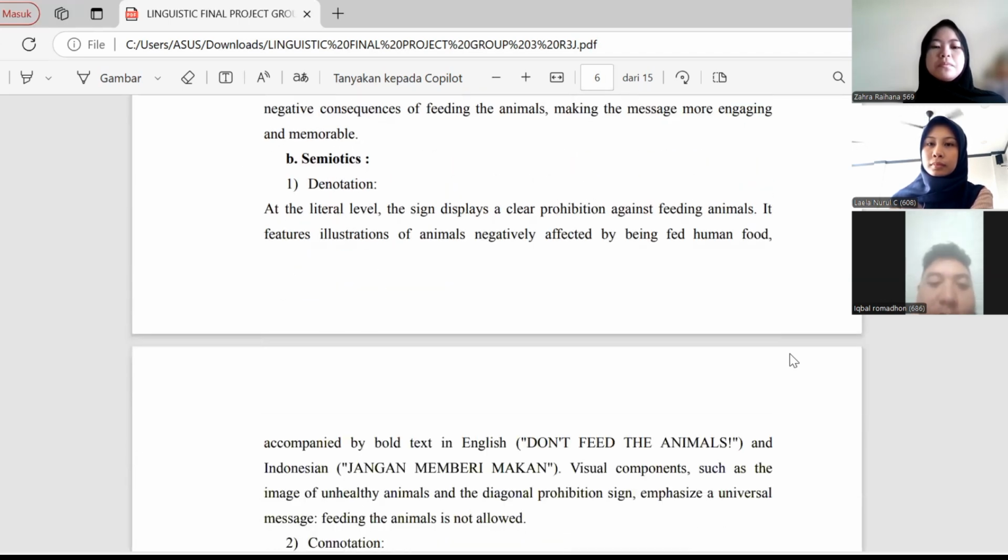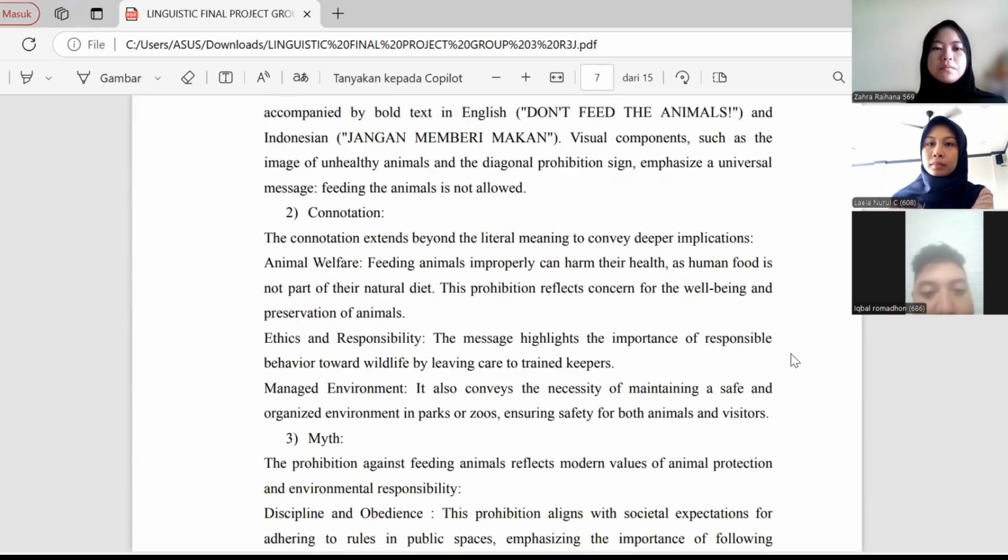B. Semiotics. Number 1. Denotation. At the literal level, the sign displays a clear prohibition against feeding animals. It features illustrations of animals negatively affected by being fed human food, accompanied by bold text in English, "Don't feed the animals", and Indonesian, "Jangan memberi makan". Visual components, such as the image of unhealthy animals and the diagonal prohibition signs, emphasize a universal message: feeding the animals is not allowed.